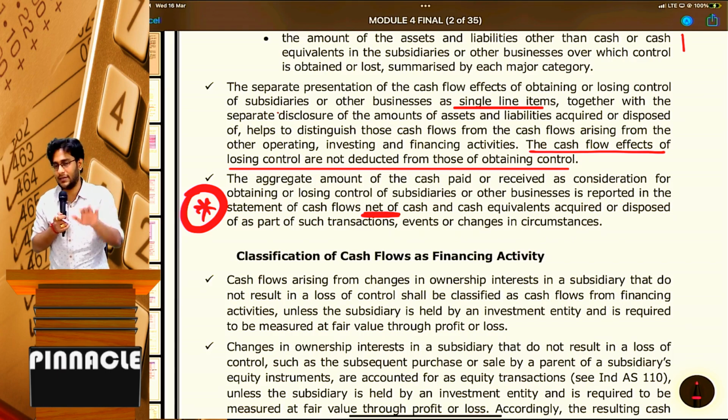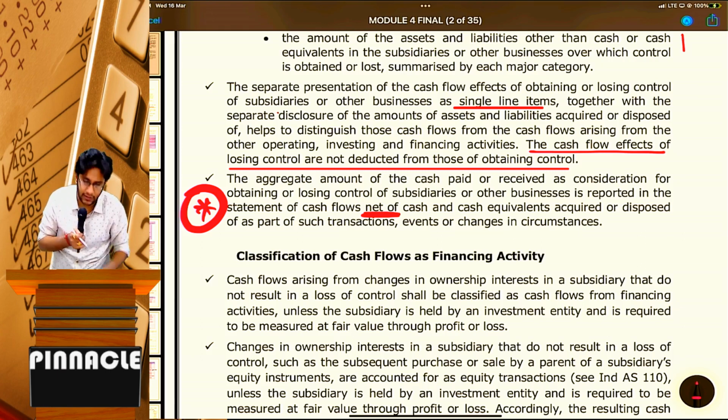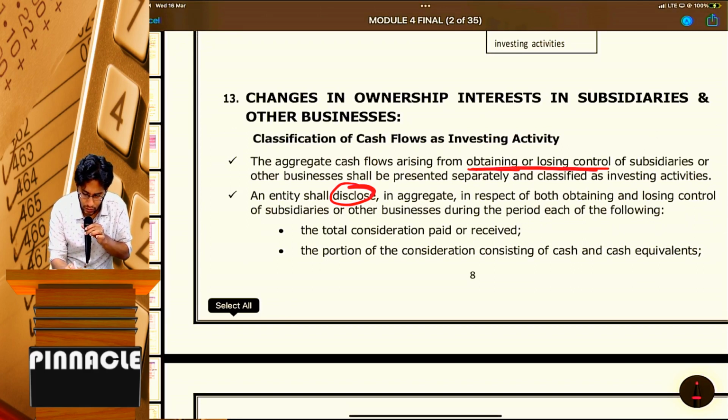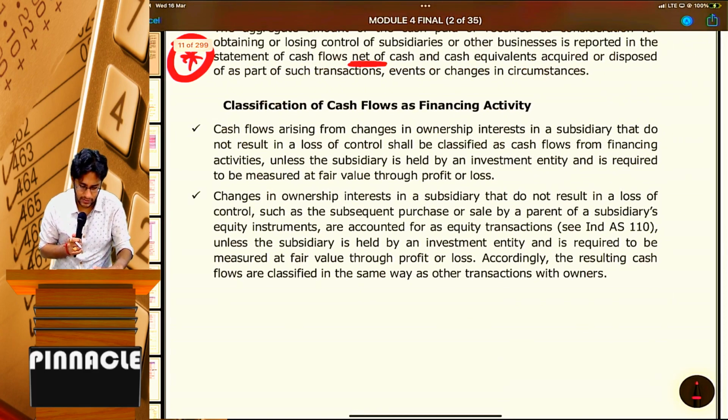I paid 10 lakhs. I got control over your subsidiary, but in the balance sheet already 2 lakhs cash is there. Net, I have to show only 8 lakhs. Similarly, I sold investment in your subsidiary. I received 25 lakhs cash, but because I sold the investment, I have to write a derecognition entry. With derecognition, your cash of 2 lakhs is going away. 25 lakhs inflow, 2 lakhs outflow, net effect only 23 lakhs I have to report. That is the point you have to remember. But all this applies only when you obtain or lose control over another business. Next, come to the next part.